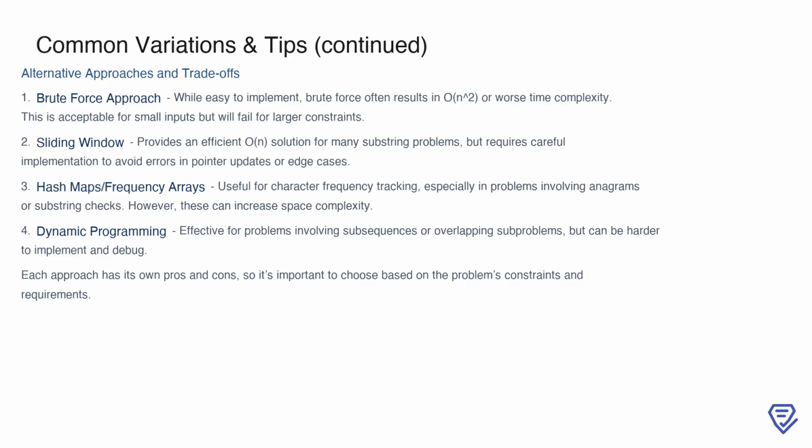Hash maps or frequency arrays are another powerful tool, particularly for problems involving character frequency or anagram checks. The trade-off here is increased space complexity, which might not be ideal for all problems. Dynamic programming is another effective approach, especially for problems involving subsequences or overlapping subproblems. While it can significantly optimize solutions, it can also be more challenging to implement and debug. Each of these approaches has its strengths and weaknesses, and it's important to choose the one that best aligns with the specific constraints and requirements of the problem at hand.